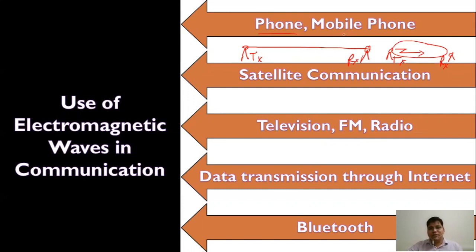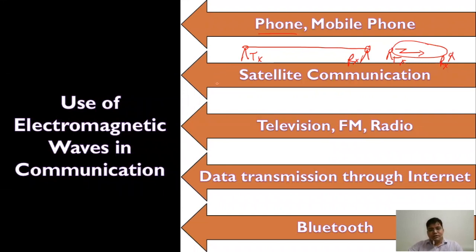We are using the Wi-Fi, the GPS, the Bluetooth, and several types of applications are there. Calling is there, text messaging is there, emailing is there through the phone. Several types of applications we are performing, and all the applications are based upon electromagnetic waves, the transfer of electromagnetic energy.